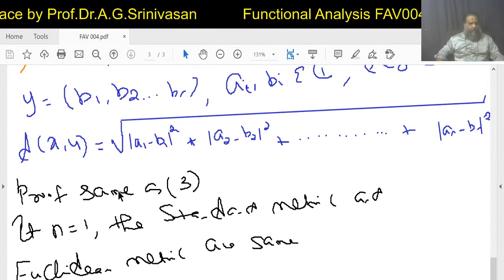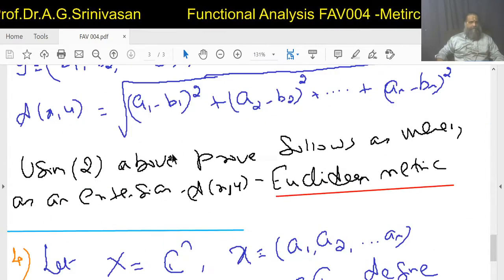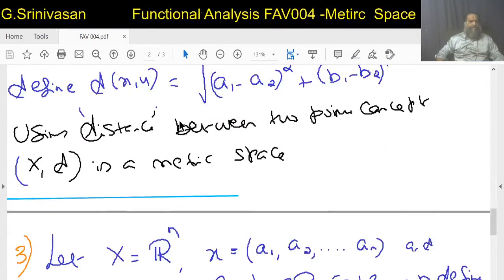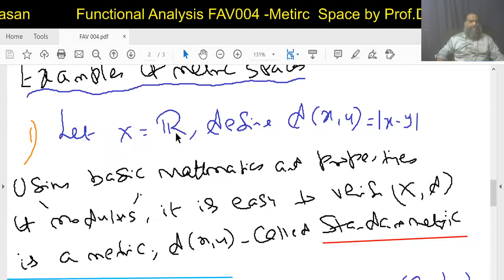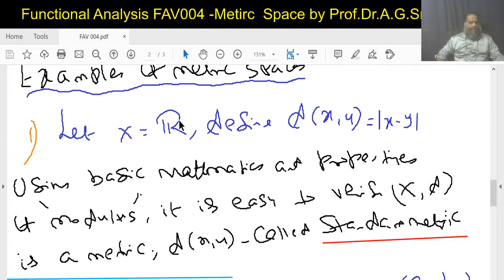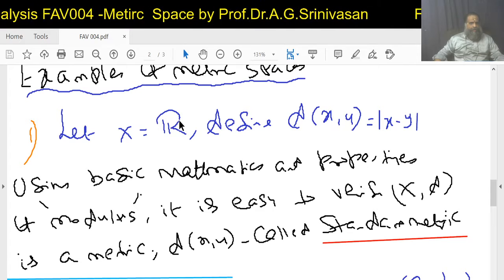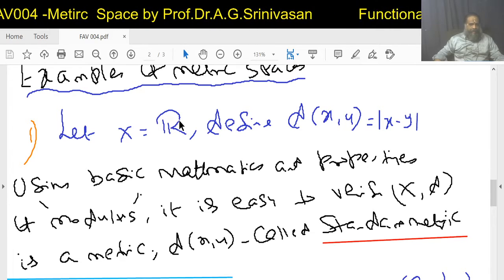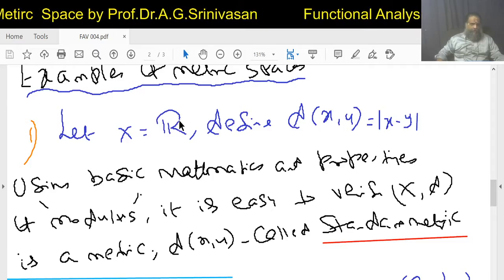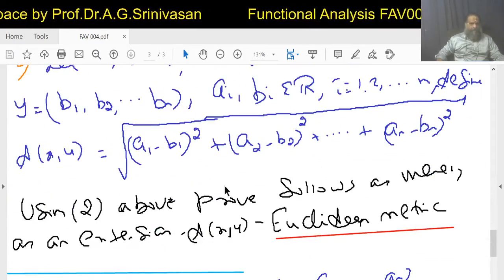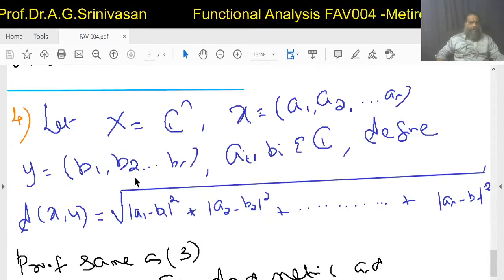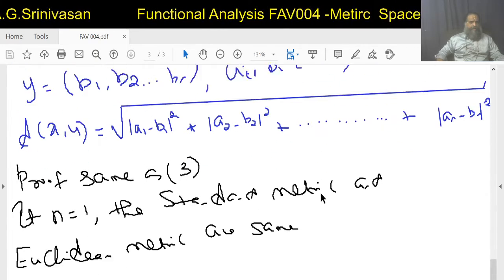If n equals 1, this is the same as the previous case, if of course R is equal to C. If you take pure real numbers instead of complex numbers, with the imaginary part 0, then the usual metric, the Euclidean metric, and the unitary metric become the standard metric.